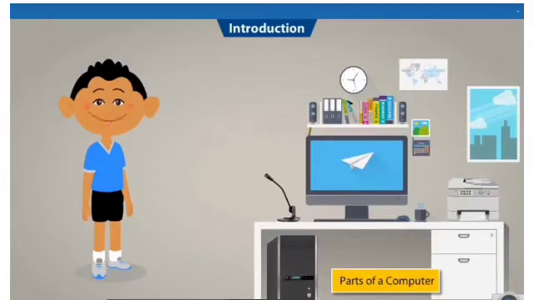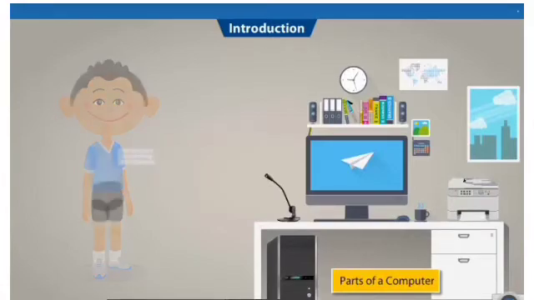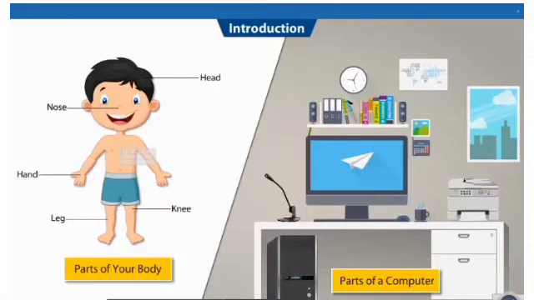Welcome to my room. This is my computer. I have attached different electronic parts to my computer, such as printer, scanner, speakers, microphone, hard disk, floppy disk, pen drive, and so on. Do you have any idea about these parts? All these components are called parts of a computer. We have different parts of our body, such as head, hands, legs, nose, and knees. Similarly, computers also have different parts to perform different actions.